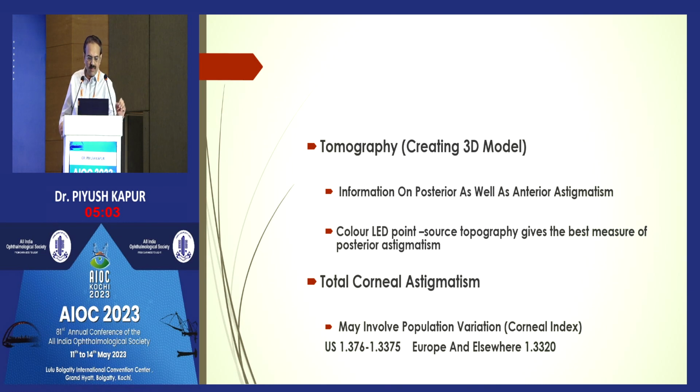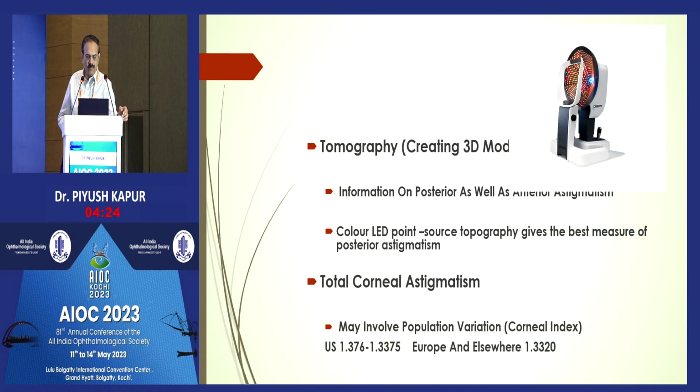The more accurate reading can be attained by tomography with an LED based light source, which can give the best possible posterior estimation of the astigmatism. And while dealing with astigmatism, now is the era that we deal with the total corneal astigmatism rather than just talking about the anterior or the posterior separately. This is very well based on the corneal index, which has been specified in Dr. Bhalla's talk also, that we need to be specific about what refractive index of cornea we are taking, because this can also change our biometry or the alignment of the lens.